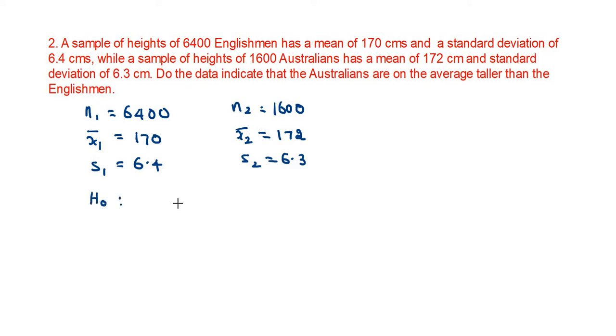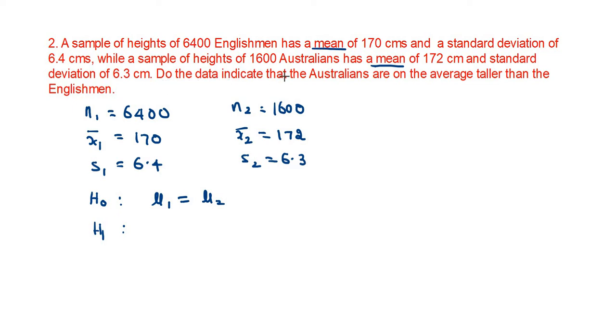So here always H naught, something is equal to something. Here we are going to check the difference between the mean of two samples. So always we'll write the parameter of the population. So mu1 is equal to mu2 is our H naught. And H1, it may be not equal to, or less than, or greater than.